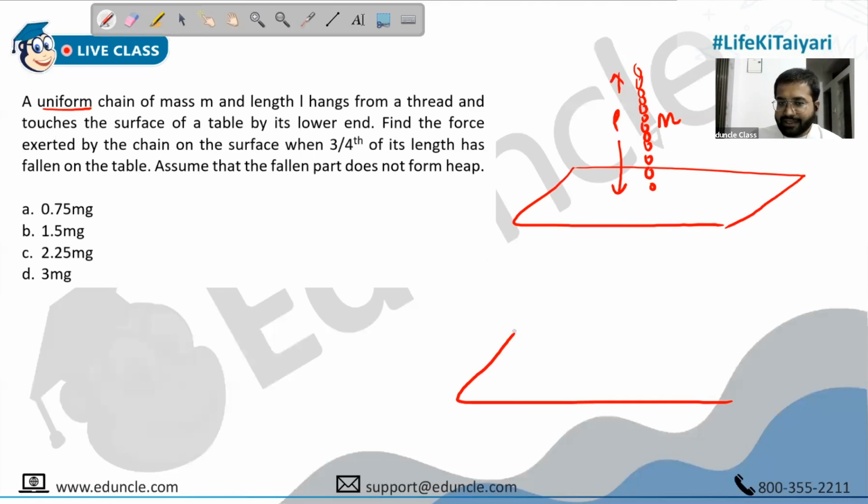You just have to release it, and what will happen? It is going to fall. But people, while it will fall, what will happen? It will exert a force on the table because the chain is falling now. So while it will fall, it will exert a force on the table. What is that force actually? Thrust force.